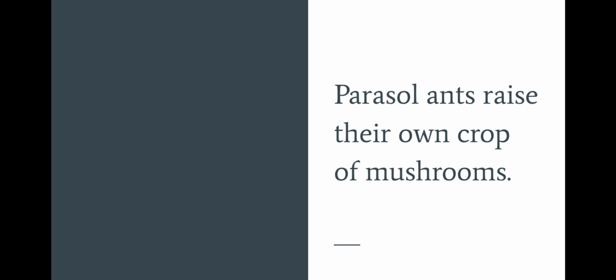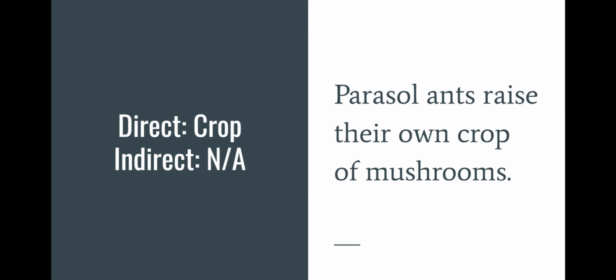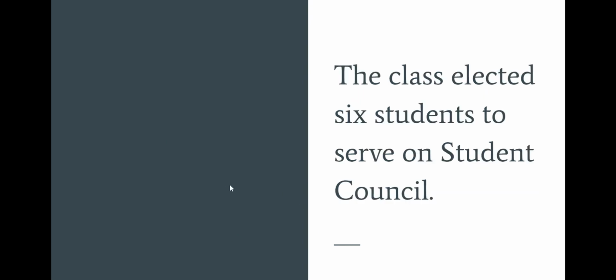Parasol ants raise their own crop of mushrooms. So our subject is ants, our verb is raise. The ants raise what? A crop. So crop is the direct object, and there is no indirect object here because they raise their crop to whom or to what? That question isn't really answered. It doesn't really make sense. So there's no indirect object in this sentence.